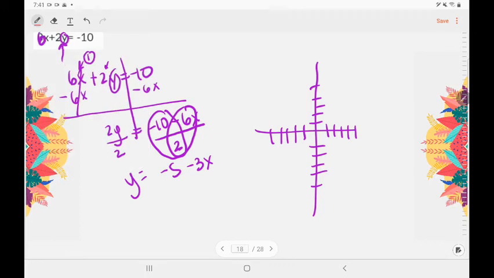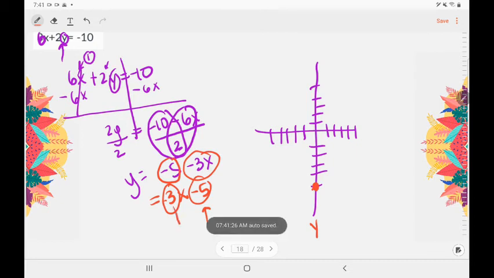My starting point, now it looks in a funky order, so let's rewrite it so it's in slope-intercept form. Negative 3x and minus 5. Notice the 5 is still negative and the negative 3 is still negative. So negative 5 is my y-intercept because it's all by itself. So I'm going to move down 5 spaces, to negative 5 on my y-axis. So there's my starting point.